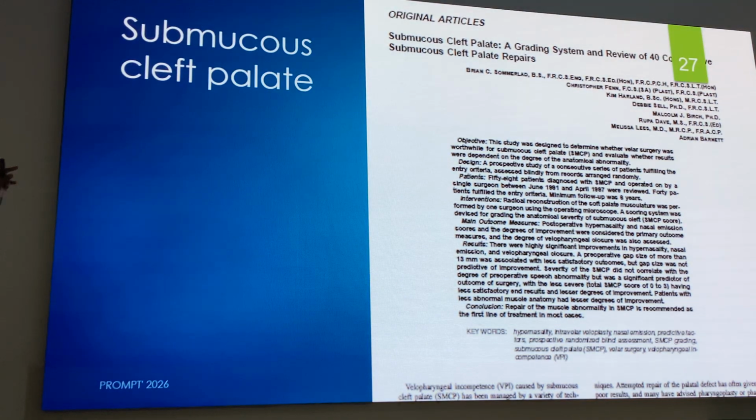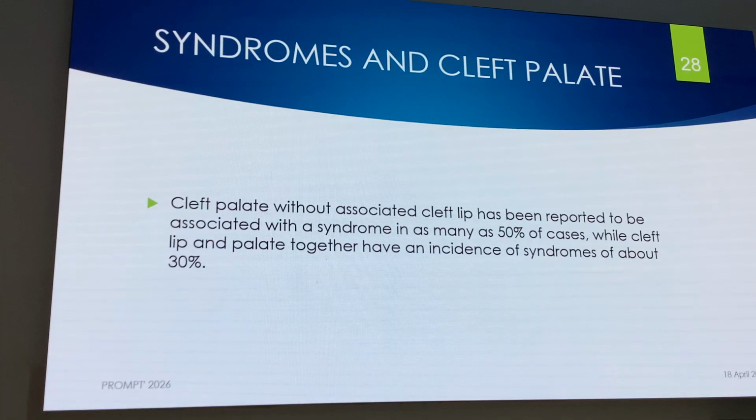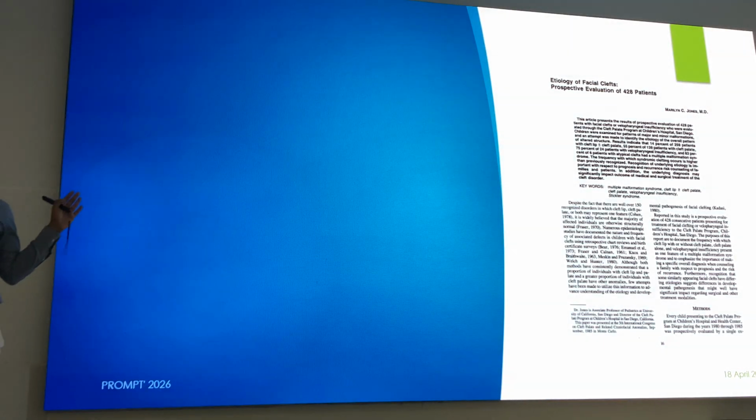So this is a good article. You can see this submucous cleft palate article by Brian Sommerlad. It gives you a classification of submucous cleft, if you're interested. Cleft palate with or without cleft lip has been reported to be associated with syndromes in as many as 50% of cases, and cleft lip and palate together have an incidence of syndromes of 30%. So isolated cleft palates have more syndromic associations.